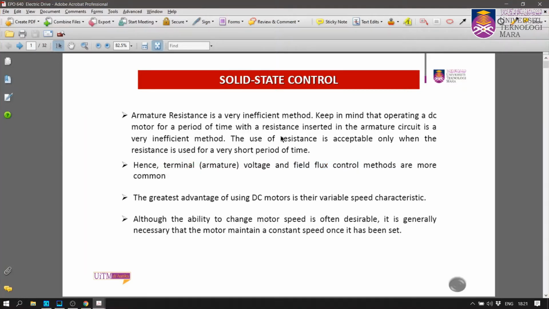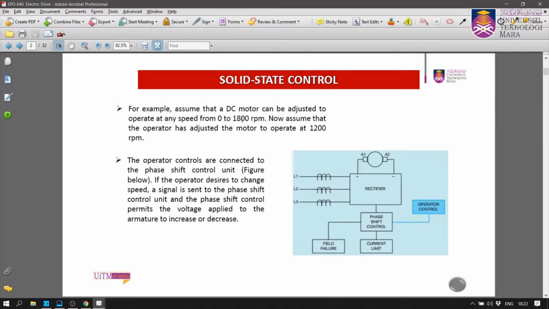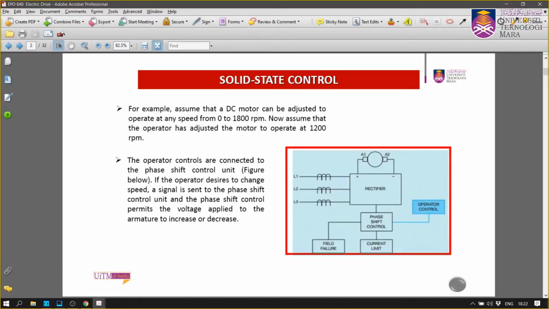So these are the two methods that we're going to look at. How to change the voltage? There's another note here. The greatest advantage of using this is the variable speed characteristic, because you can adjust the speed. Although the ability to change motor speed is often desirable, it is generally necessary that the motor maintain a constant speed once it has been set. So if you want to drop the speed, for example from 1800 to 1200, then what you do is, this is a block diagram of the system.